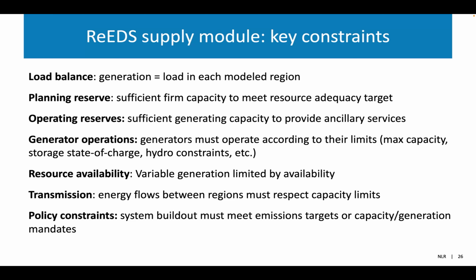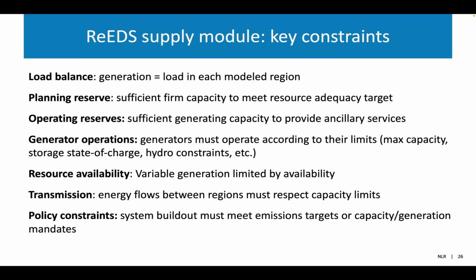Similarly, resource availability constraints ensure variable generation potential is limited by spatiotemporal resource availability that we provide. This would be examples of like ensuring that solar isn't generating at night, or that wind turbines won't be deployed in regions that have insufficient wind speeds.